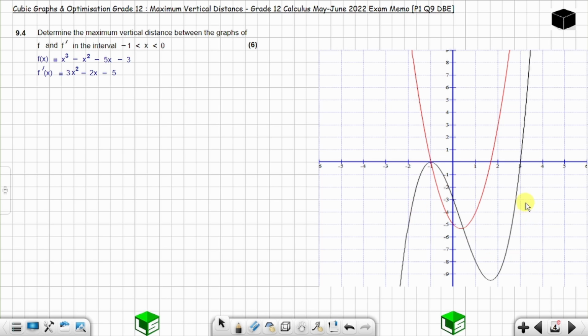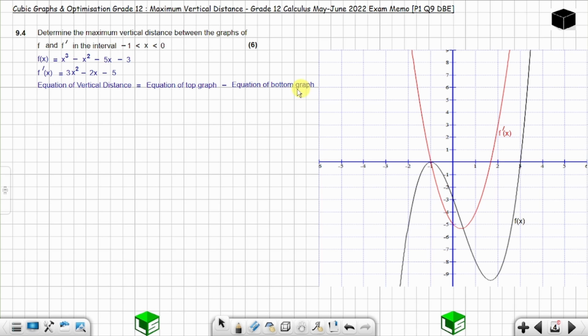So this is the graph of f of x and this is the graph of f prime of x, right? The one in black is the graph of f and the one in red is the graph of f prime. Now you need to determine the maximum vertical distance between the two graphs. First you need to get the equation that you are going to need to determine the vertical distance. The equation of vertical distance is equal to always the equation of the top graph minus the equation of the bottom graph.